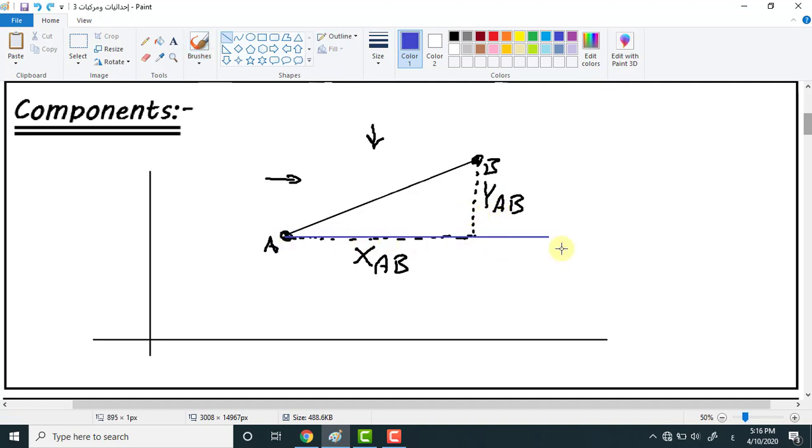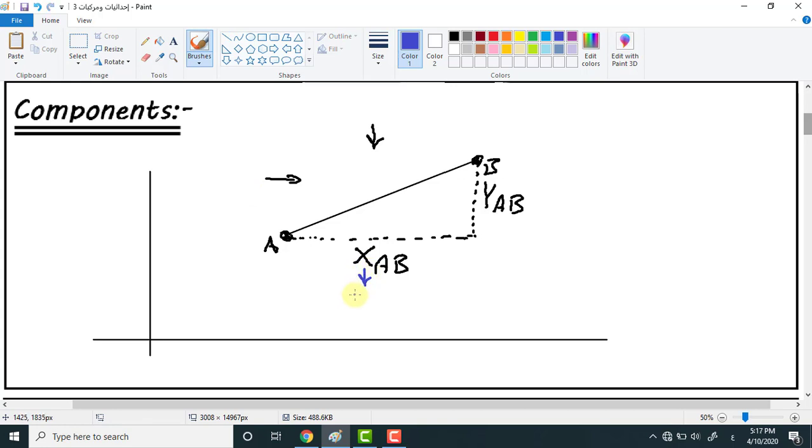Sometimes if the line AB is totally horizontal, the XAB equals the total length and the YAB equals 0. And if the line is totally vertical, the XAB equals 0 and the YAB equals the total length. The components are a vector quantity.